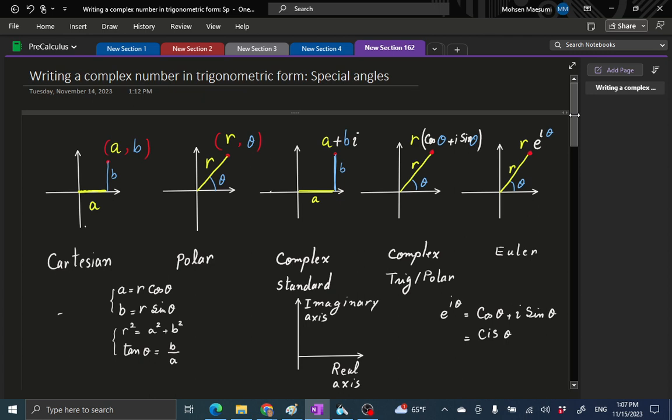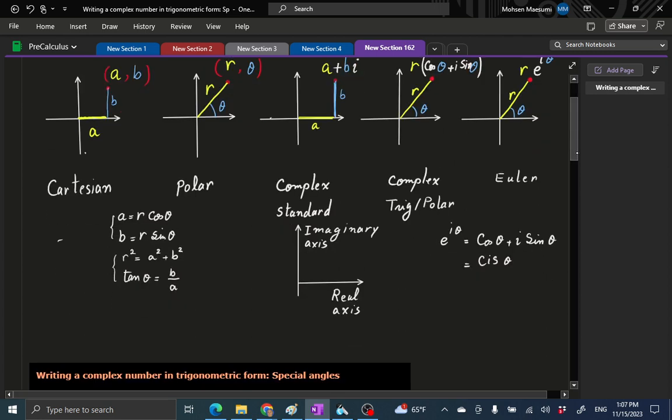Hi, welcome to Pre-Calculus. Today's topic is writing a complex number in trigonometric form, the case of special angles. I just want to remind you of these 5 pictures that are equivalent to each other. We are going to come back to these pictures to explain the question itself.